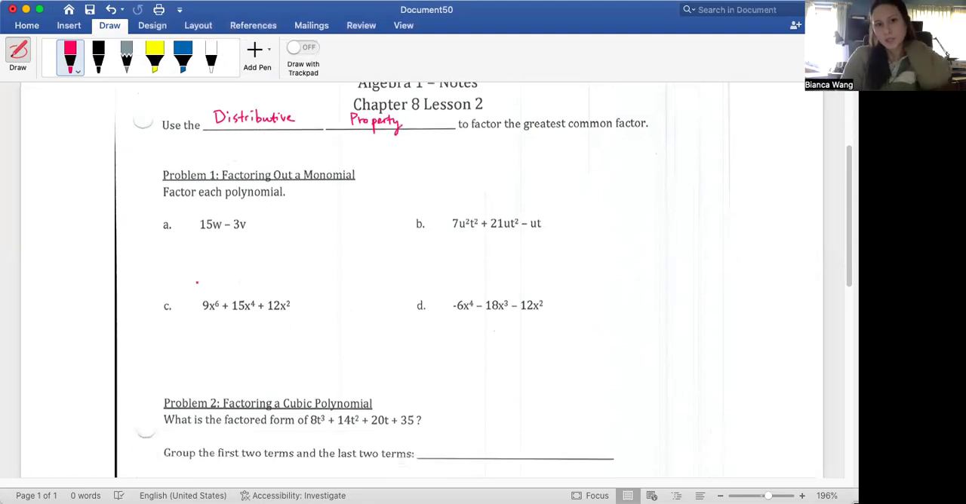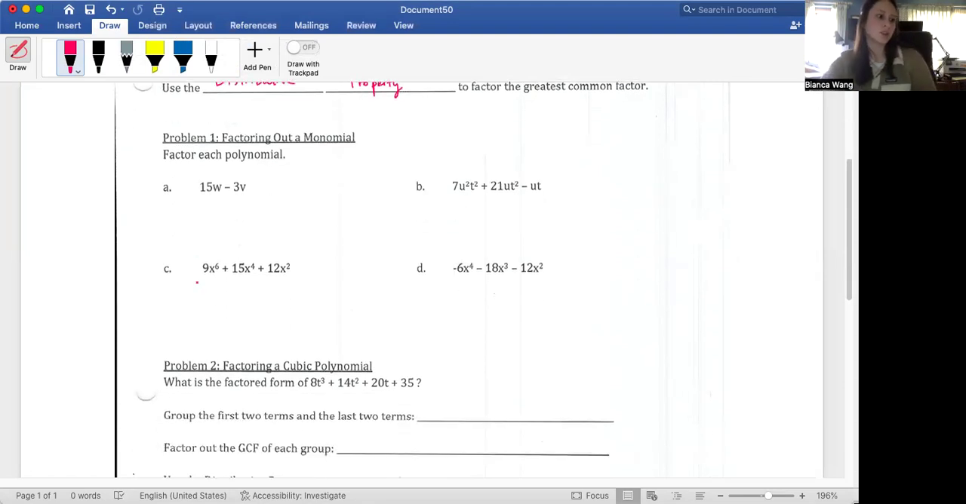So previously we talked about factoring out a monomial into the greatest common factors, right? So if we have a 15W, this would be 3 times 5, right, as the factors. And so that would be 3 times 5 times W to make 15W, right? So 3 times 5 times W. And then 3V would be factored out as 3 times V, right?